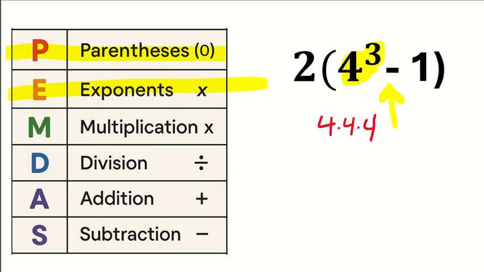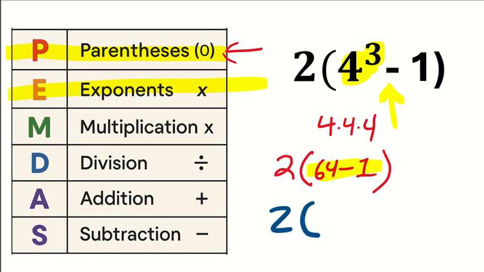And if we remember from our last discussion, 4 times 4 is 16, and 16 times 4 is in fact 64, which leaves us 2 times the quantity 64 decreased by 1. Now, we still have parentheses, so we do the 64 minus 1 first. 64 minus 1 is in fact 63, which now leaves us 2 times 63 for the win.